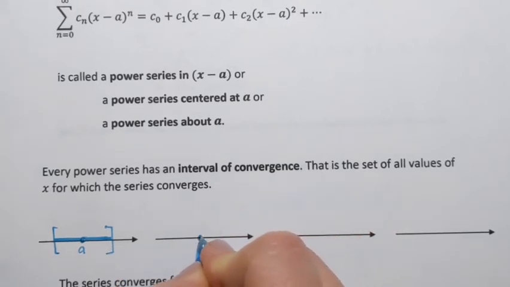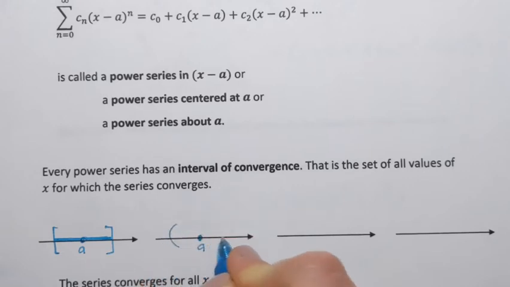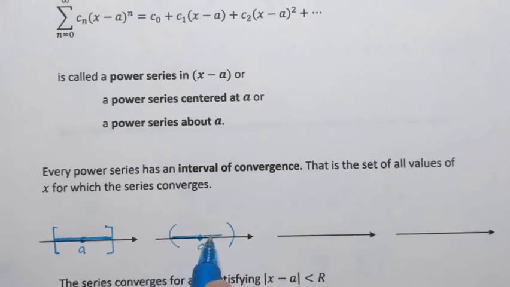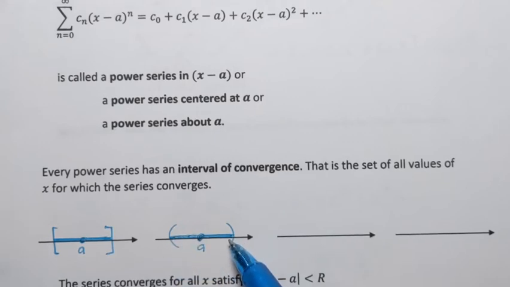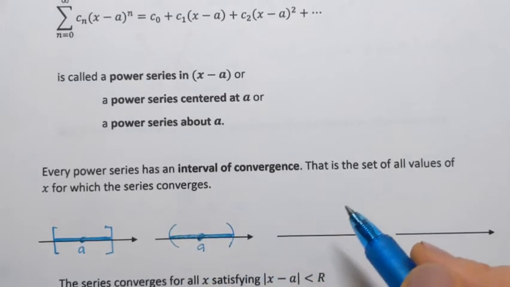For instance, a is the center. Now I can have an interval where endpoints are not included. Well, what it means is that if the power series has this kind of interval of convergence, it means that the series converges for all values of x in between those numbers, not including the numbers, the endpoints themselves. So it means that at those values where we have the endpoints, the series will be divergent. So it's only convergent in between, not including the endpoints.